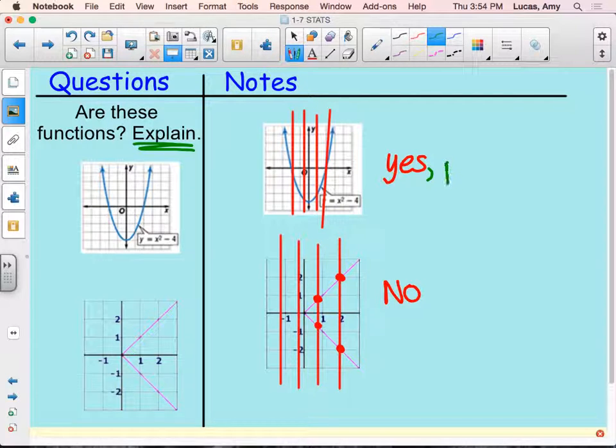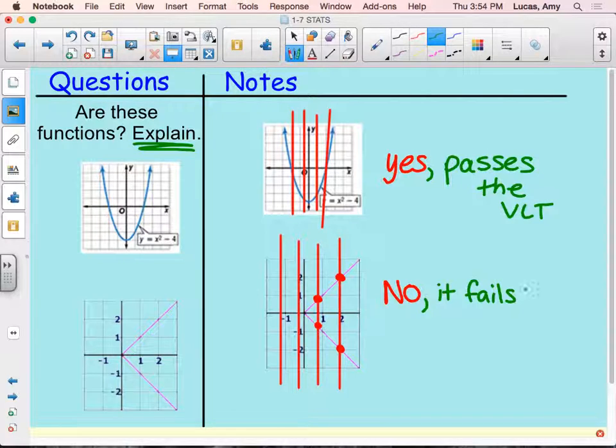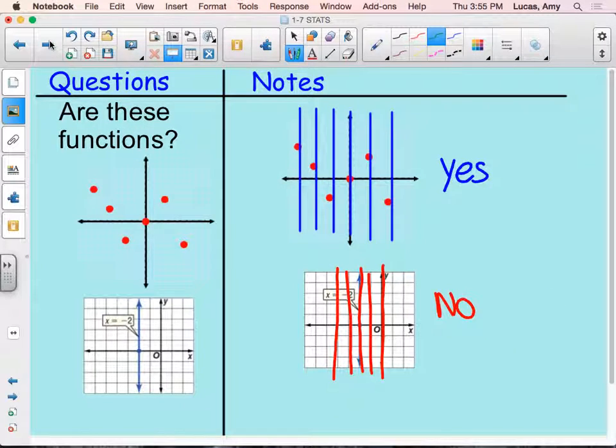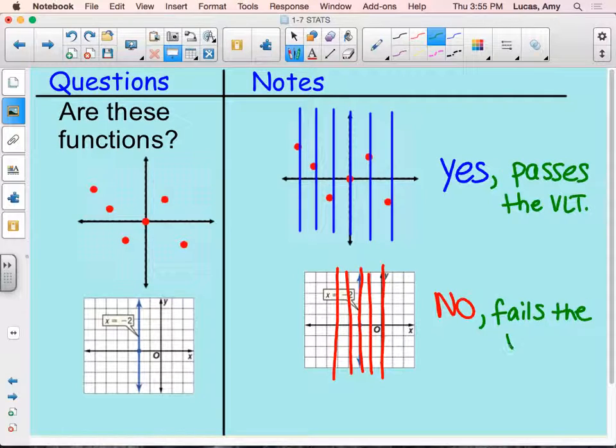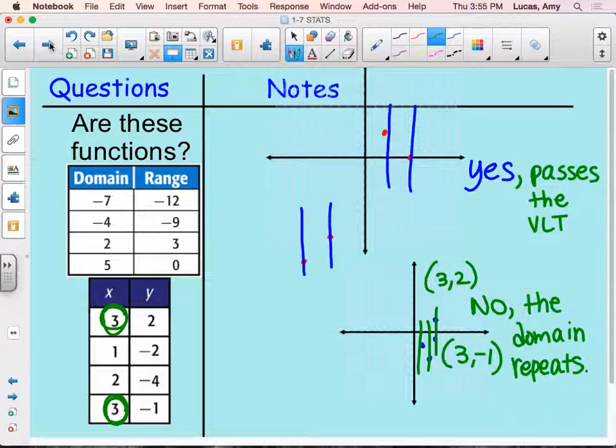So I'm going to say, yes, it passes the vertical line test. No, it fails the vertical line test. And I always abbreviate the vertical line test, VLT. Same here, so yes, passes the vertical line test. No, fails the vertical line test.